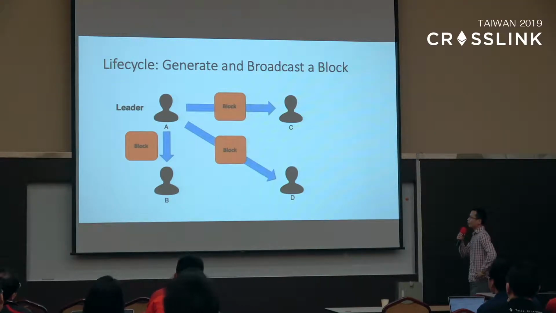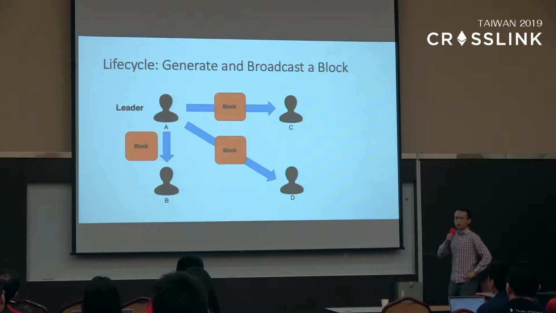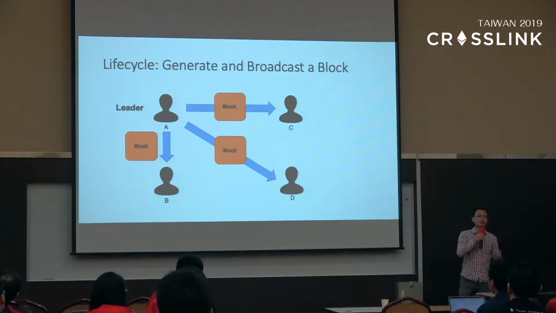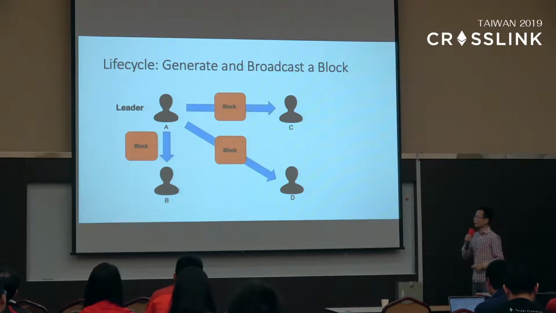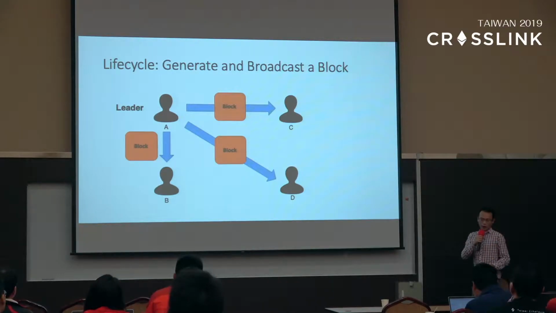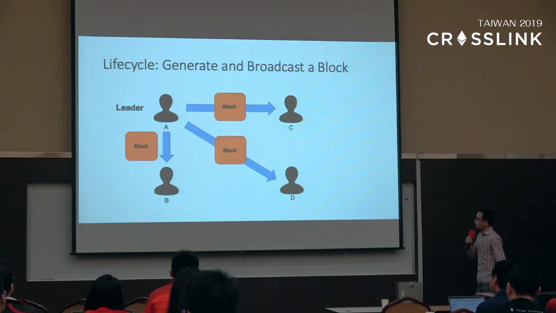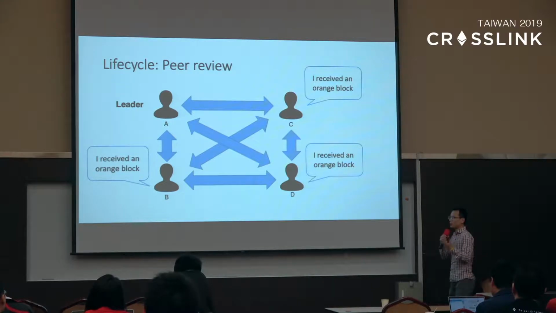Okay, so this is the normal case. So here the leader is a good guy. So he just sent the same block to all the nodes. So you see that all the blocks are orange. Okay? So this is the first part of the life cycle. And in the second part, we're going to start to do peer review.